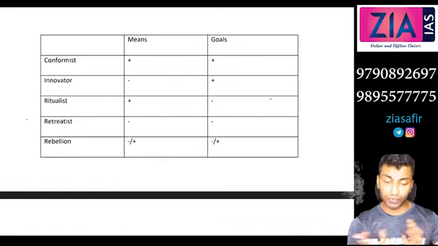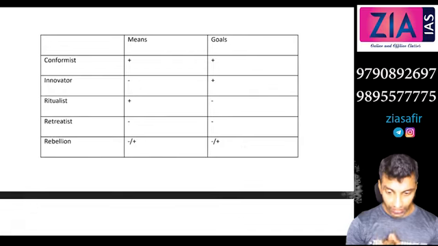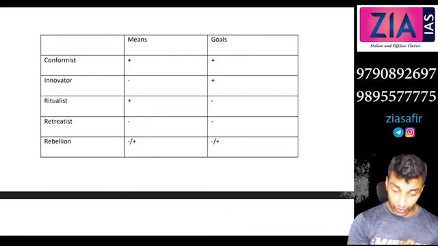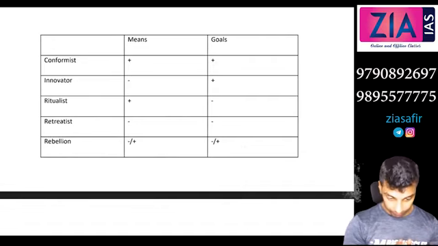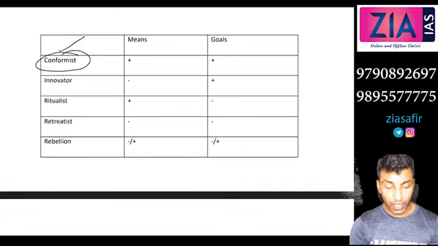So I hope you understood this table. This table itself is enough for understanding the theory. Nothing more is there. And I've told you when we started with sociology about this theory, you can directly use this concept in your ethics paper. So innovative, this is the best possible answer in your ethics paper. You have to follow the correct means and correct goals.